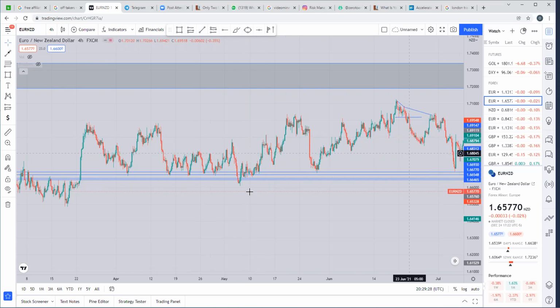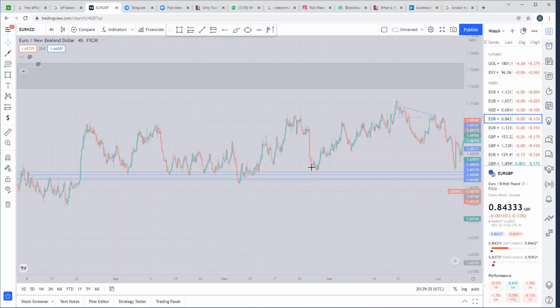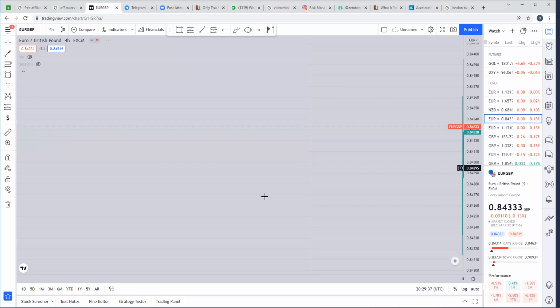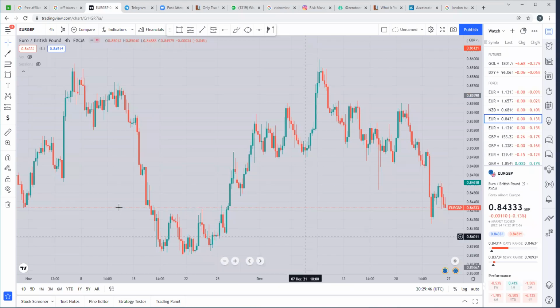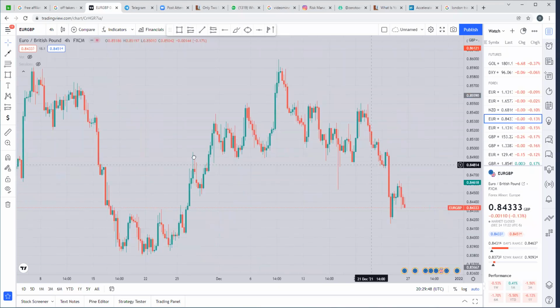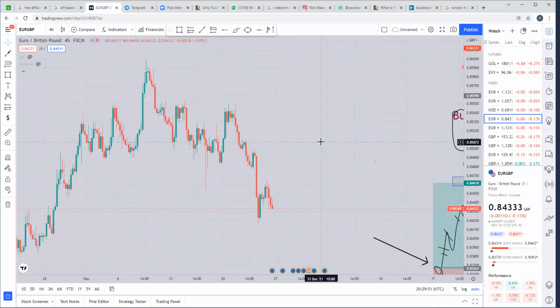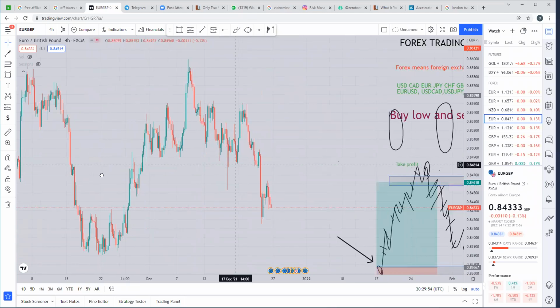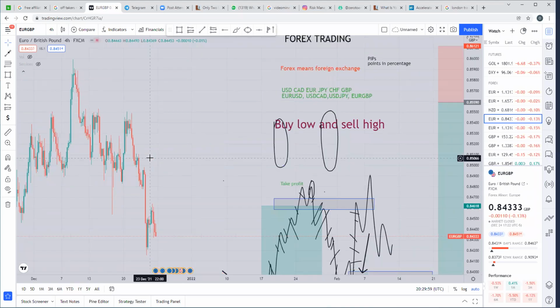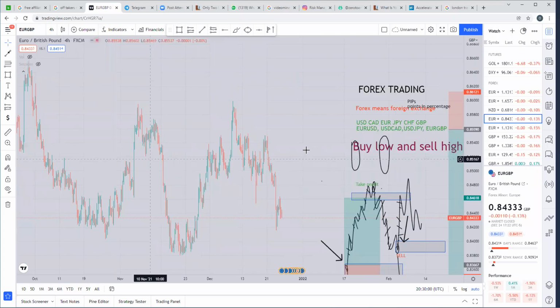So let's go back to where we were. Euro GBP, right? Euro GBP too. These are the things that you need to understand as a beginner. As you trade, you have to understand them, so that you can be a very good trader. These things I've just said briefly, you have to go and learn them and pay attention to them.